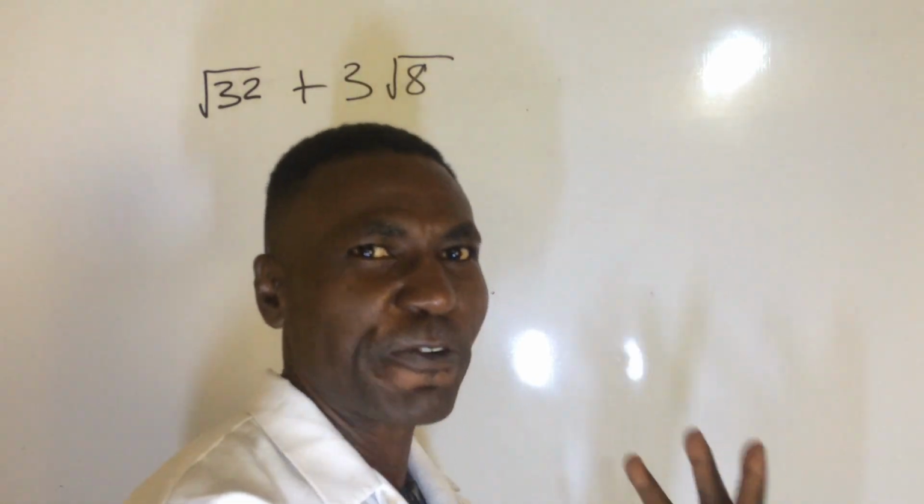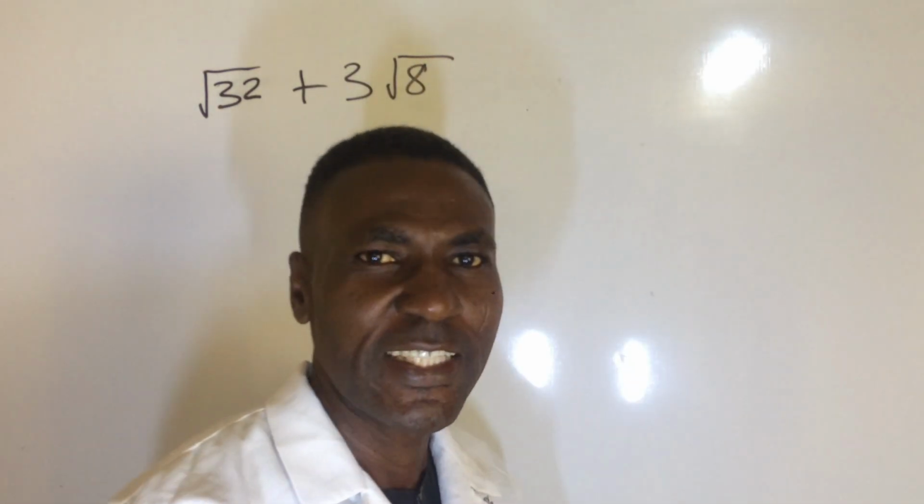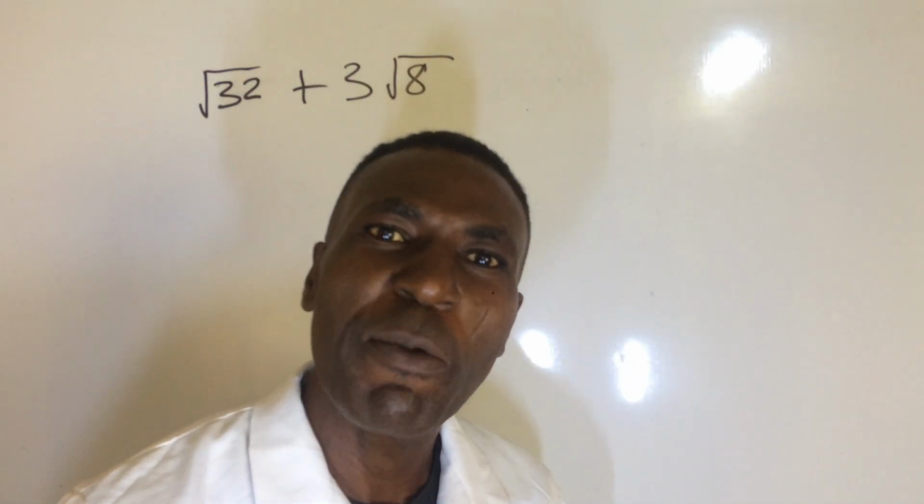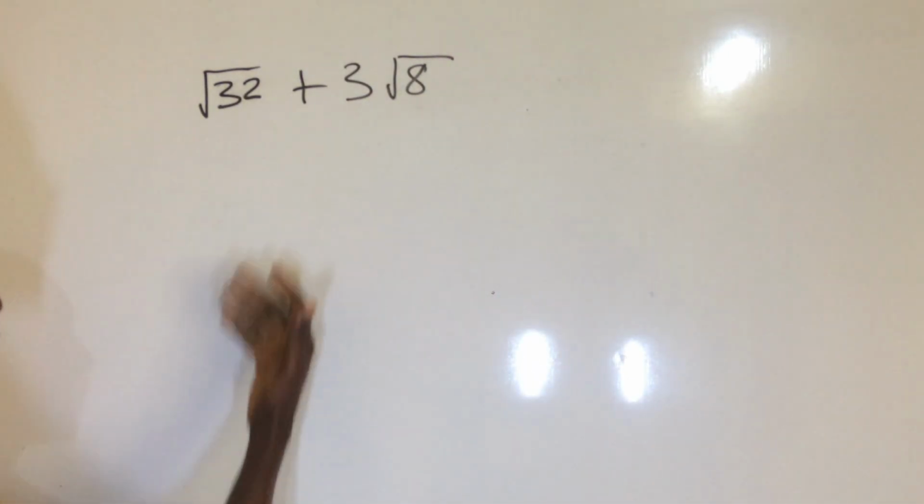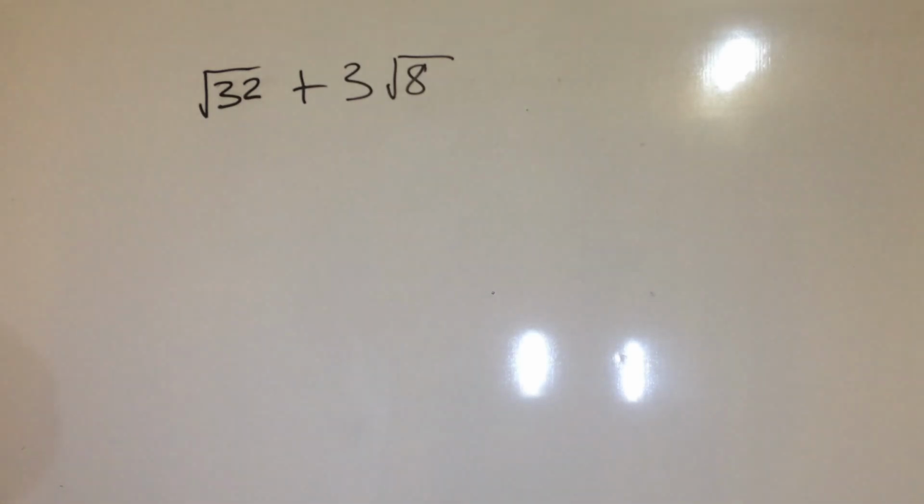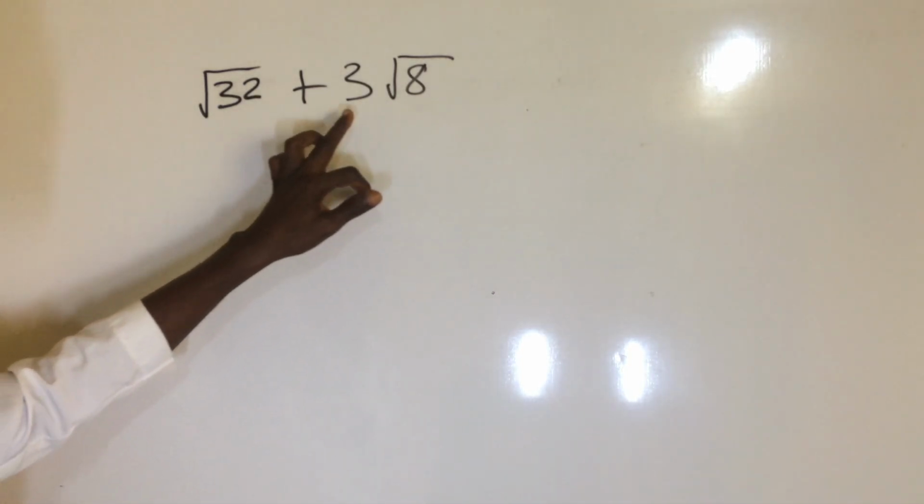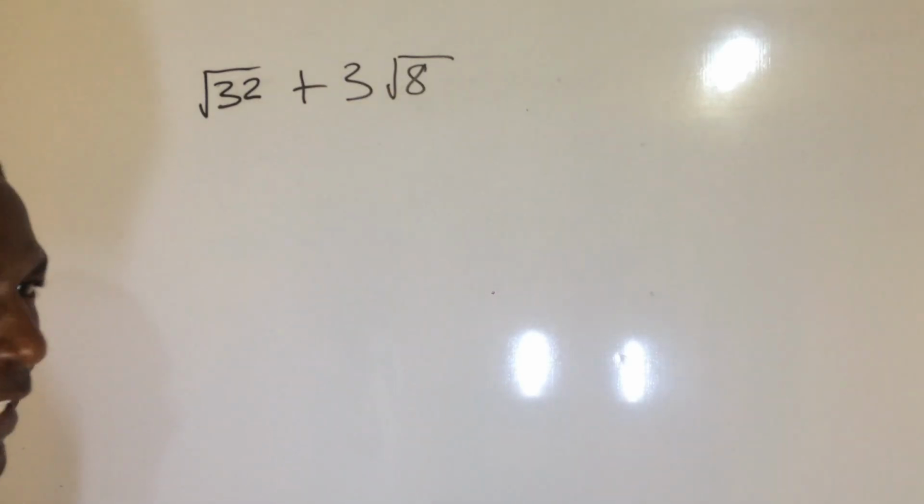This is addition of surds. Okay. Now, I am going to add them right now. How do we add this problem on the board? The problem says evaluate square root of 32 plus 3 times square root of 8.